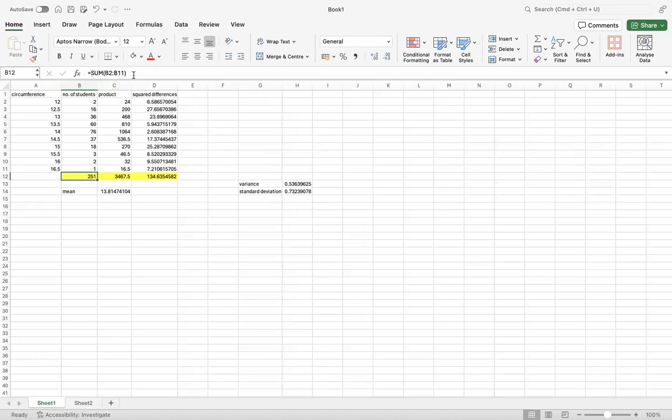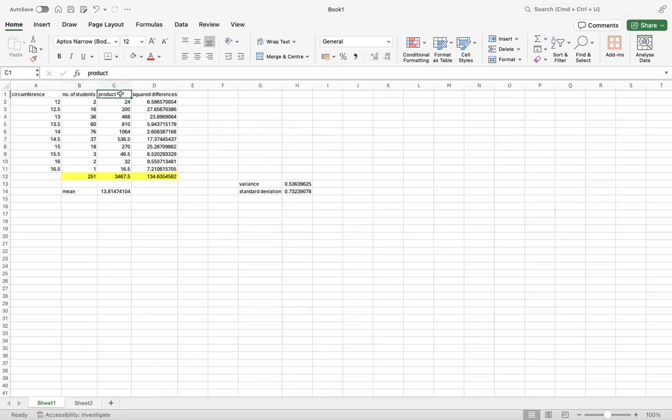Otherwise, you can also use the formula equals SUM from which cell to which cell. This is the B2 cell, right? B2 to, which is the last cell? The 11th cell, in which column? B column. So B11. You can also use this formula. Otherwise, you drag the entire thing and press the summation symbol. Either you can enter this formula, or you can do the summation. Anything is fine. Okay? Next.